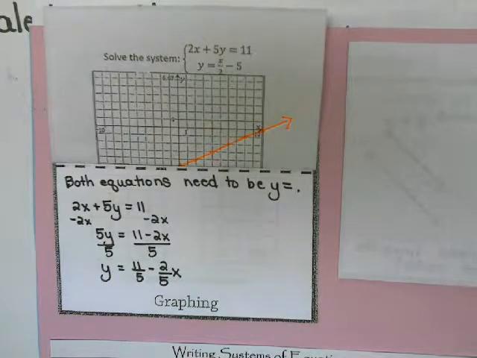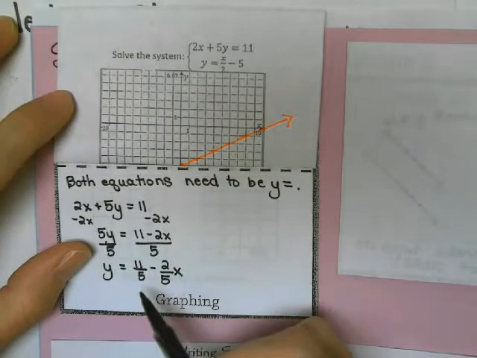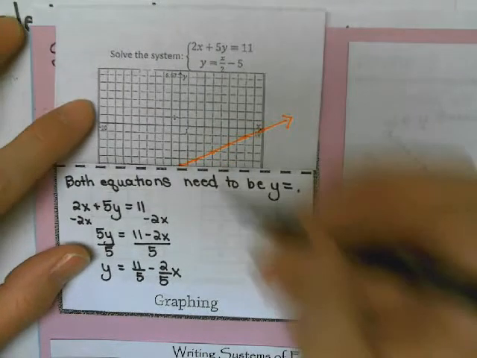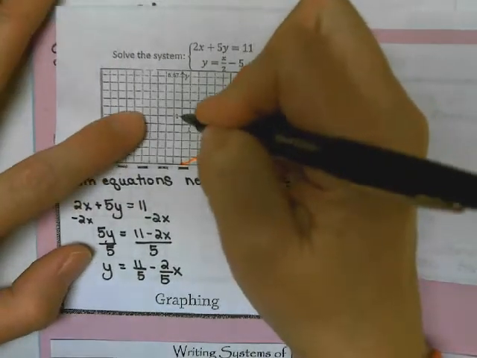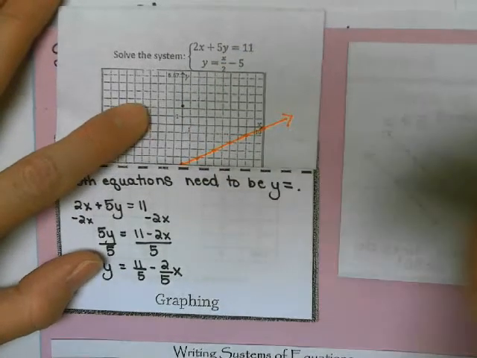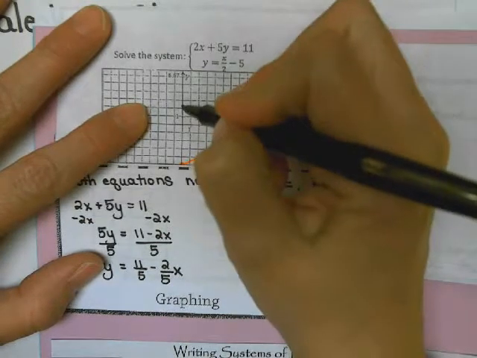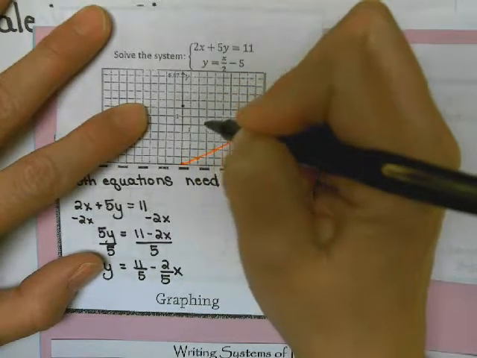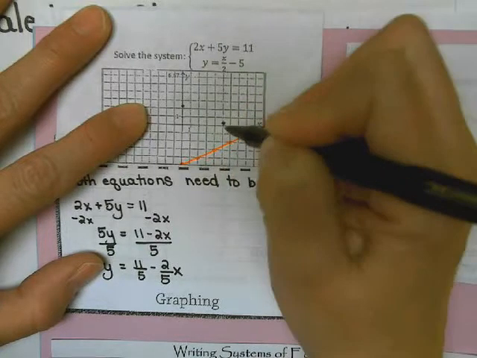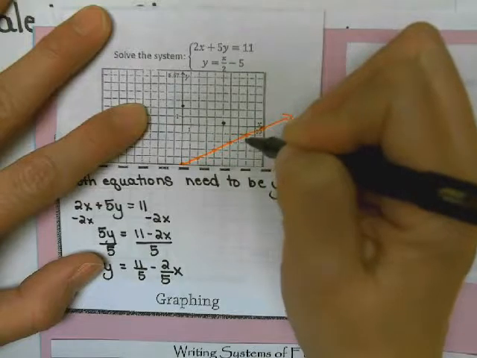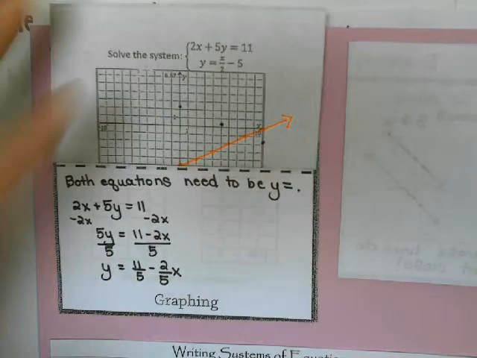Now the other one, I have a y-intercept of 11/5. So 11/5 is going to be 2.2. So my y-intercept 1, 2, 2.2. And then I'm going to go down 2 to the right 5. So 1, 2, 1, 2, 3, 4, 5. Down 2, 1, 2, 3, 4, 5.